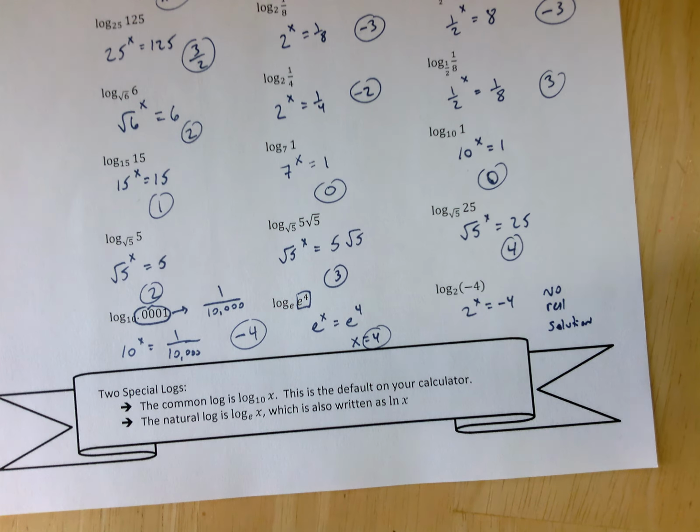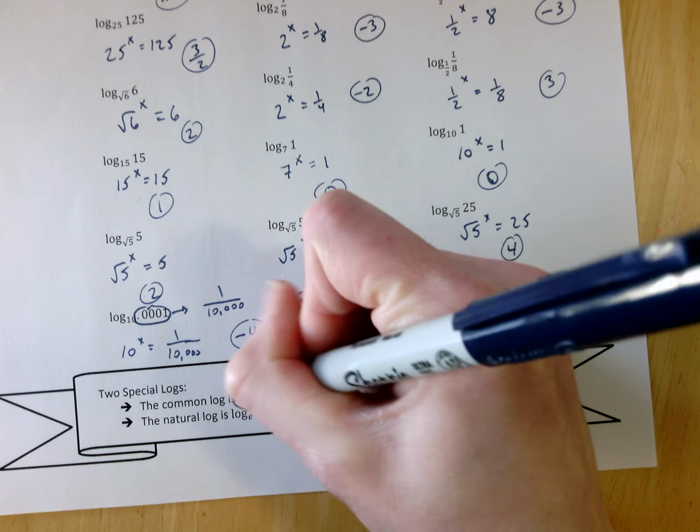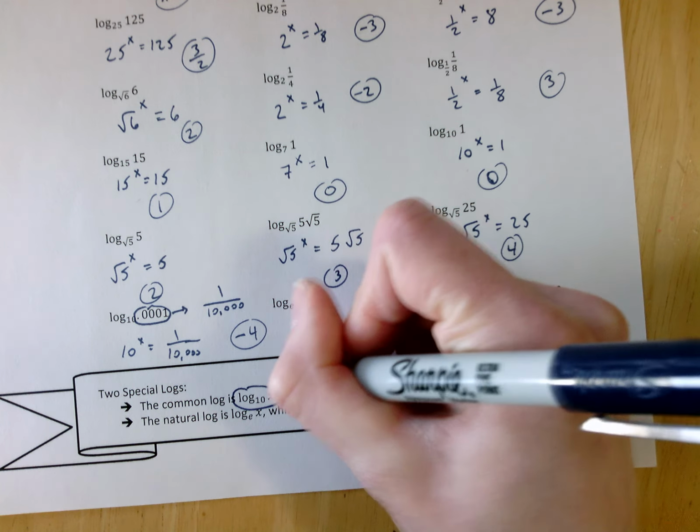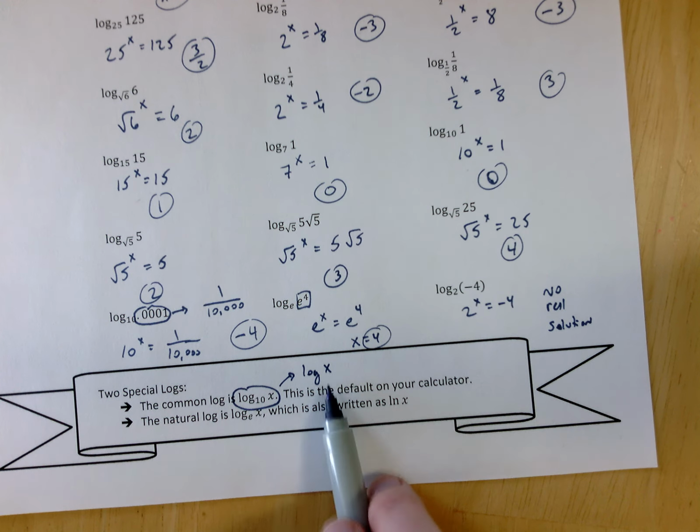All right, now 2 things to make note of down here. There are 2 special logs that have special kind of symbols and buttons. Okay, so the common log is when you have a log with a base number of 10. Okay, so instead of writing log base 10 of x, all that we would write is just log of x. Okay, so just like how in a square root the 2 is assumed, right? In a log, if there's no number there, you assume it's a 10. Okay, and that's based on the fact that we have a base 10 number system.